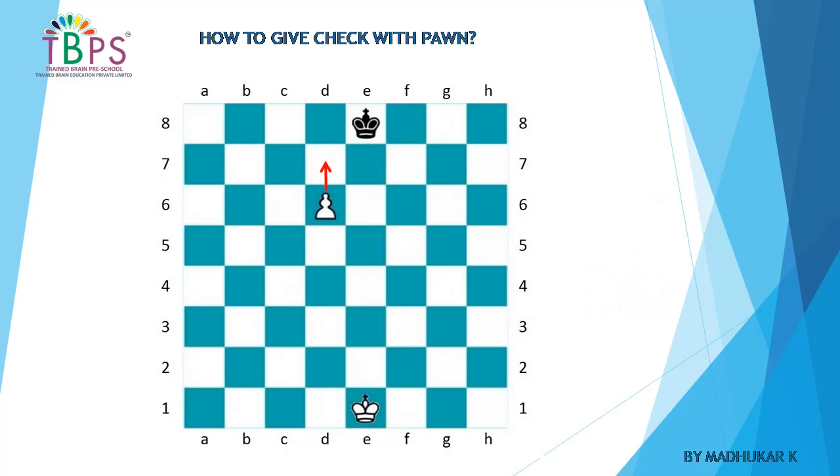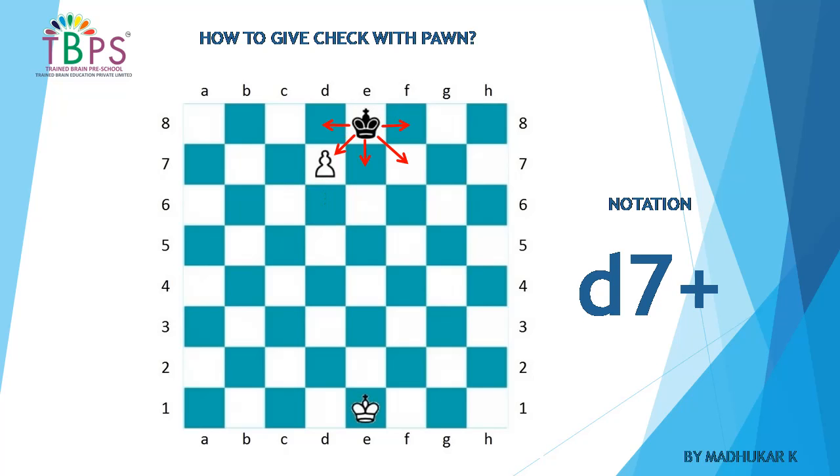Now we will see how to give the check with the pawn. We know pawn moves one step forward and captures one step diagonally. In this example, pawn moves to d7 to give check to the king, which is on e8 square. Notation what we have to write for this move is d7 plus. Plus is a symbol of check. Here, king can escape to any square and also capture the pawn, which is not protected, next to the king.